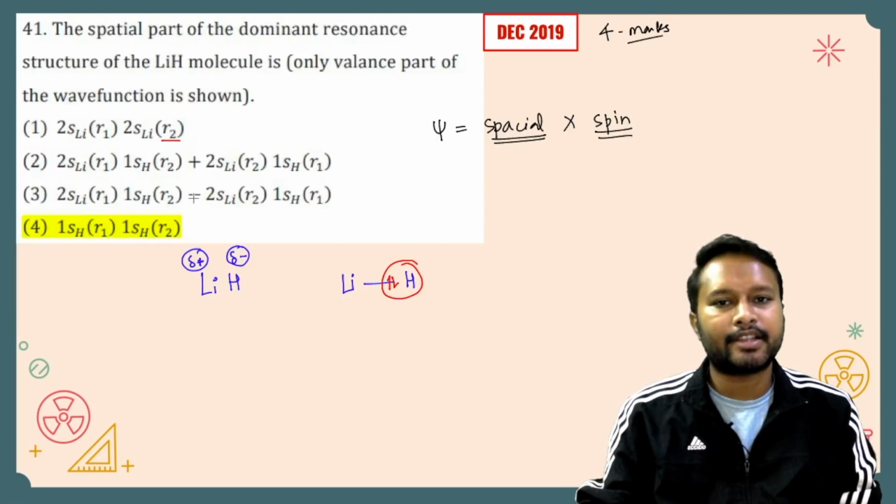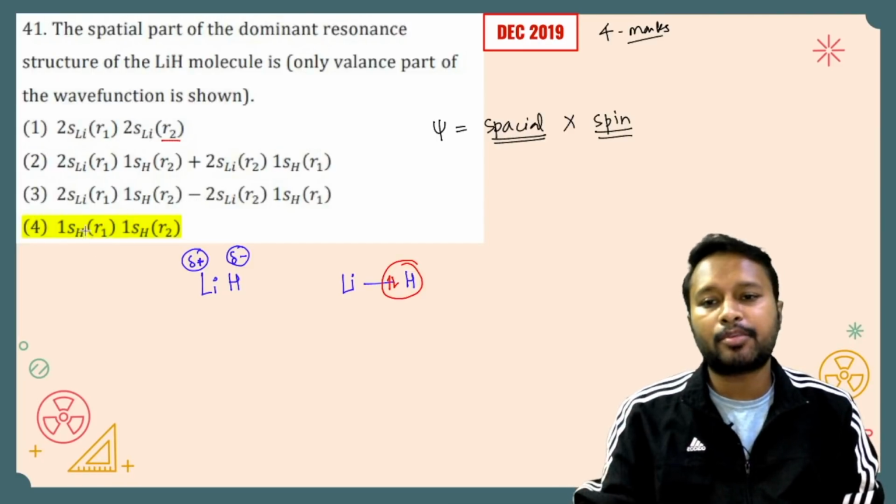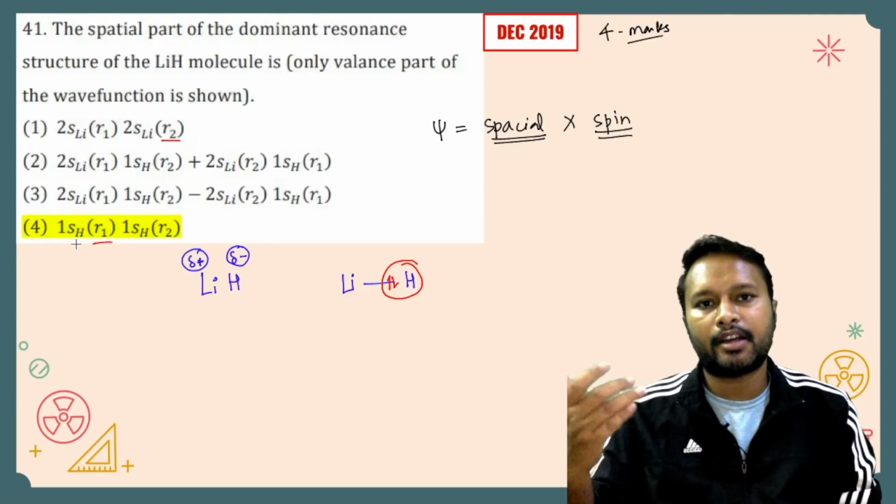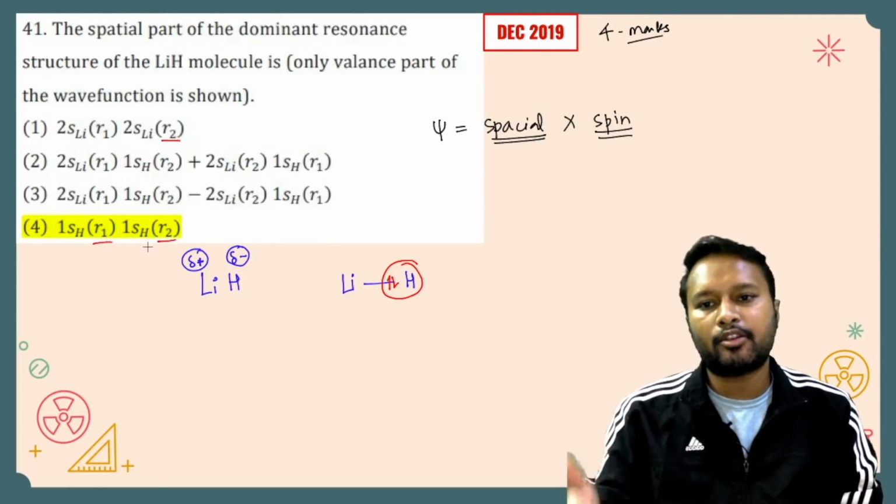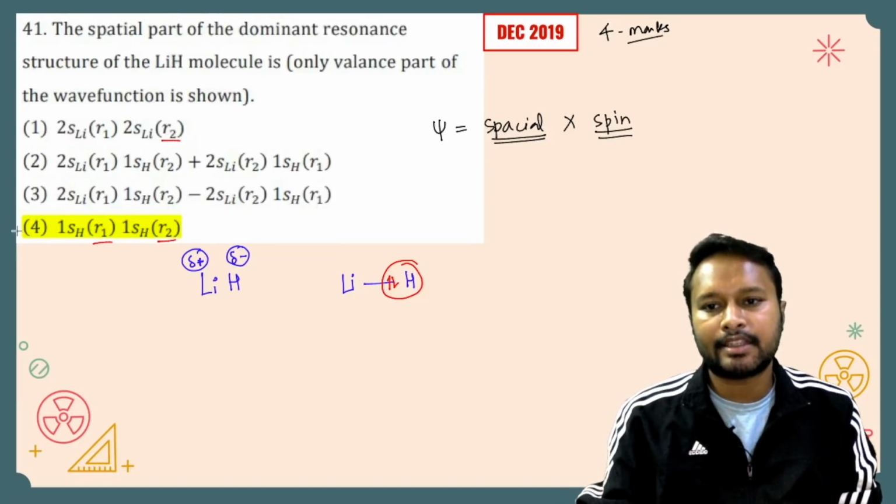So this is bonding and this is anti-bonding. The fourth option, if you see, shows that R1, that means the first electron stays in the s orbital of hydrogen, and the second also stays in the s orbital of hydrogen. So yes, this is correct.